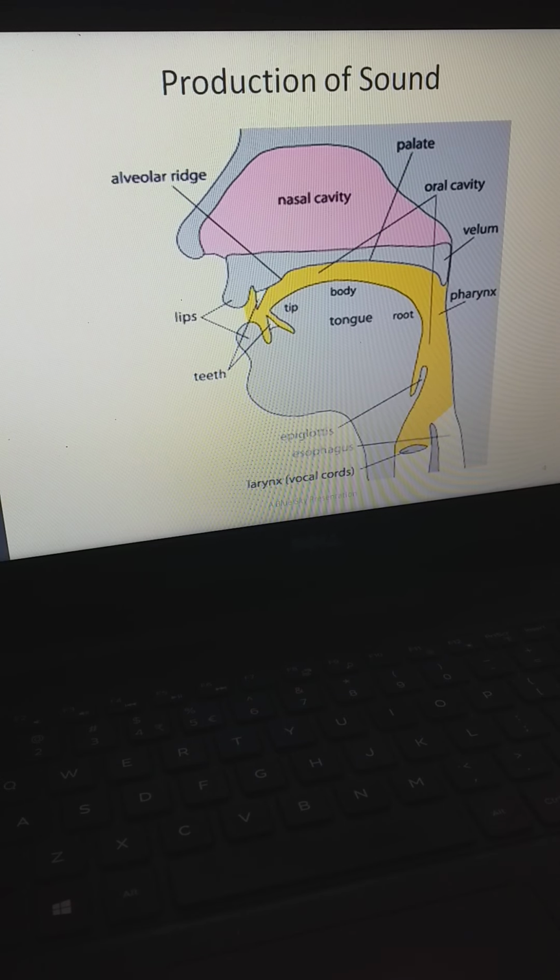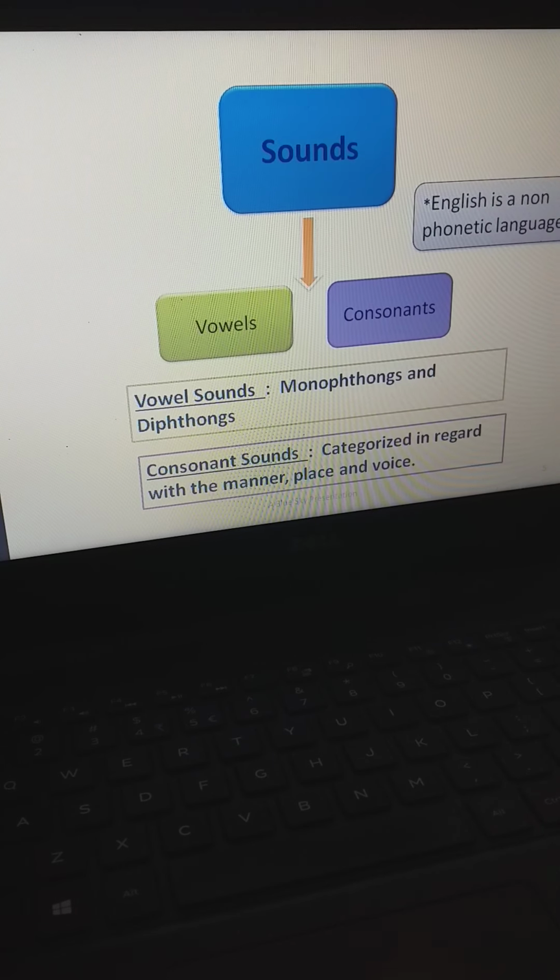Picture of the articulators. You have the alveolar ridge, upper palate, lower palate, tip of the tongue, body of the tongue, root of the tongue, teeth, the oral cavity, the palates as I mentioned, the nasal cavity, the pharynx, and finally the vocal cords or the larynx. You use them in a certain way, either to contract the sound, or you need to use both the lips, or the lips on the teeth, or the upper palate and the tongue. Depending on the way you use them, you produce the correct sound.